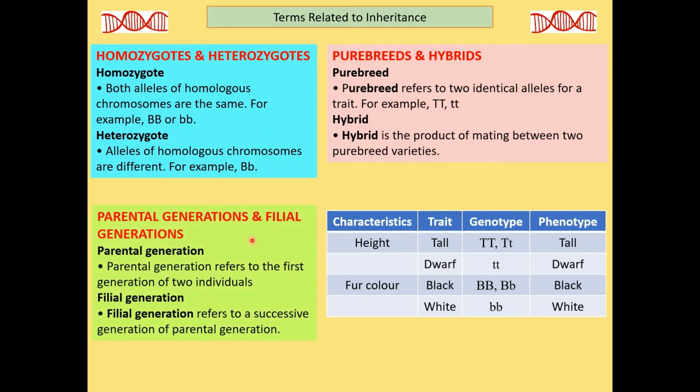And then parental generations. Parental generations refer to the first generation of two individuals, and filial generation refers to the successive generations of the parental generation. So this means the products of the parental generations.